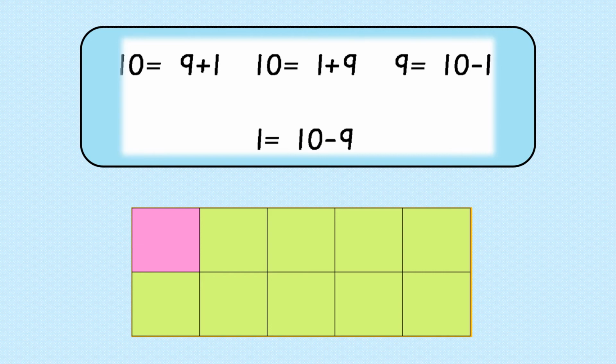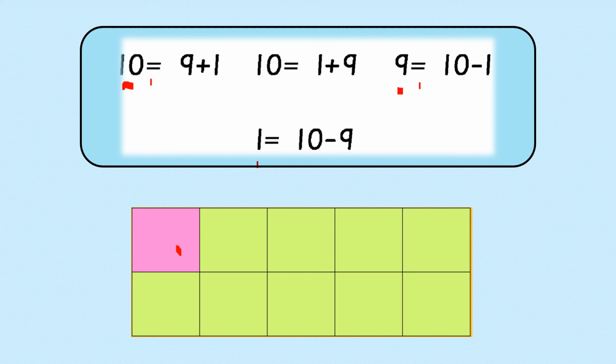And the tricky part, with the equal sign at the front, 10 equals 9 altogether plus 1 more. So 9 green plus 1 pink. 10 equals 1 add 9. So 1 pink add 9 green. 9 equals 10 altogether, take away the 1 pink, and then I'm left with 9 green. Or 1 equals 10 altogether, take away the 9 green, and I'm left with 1 pink.